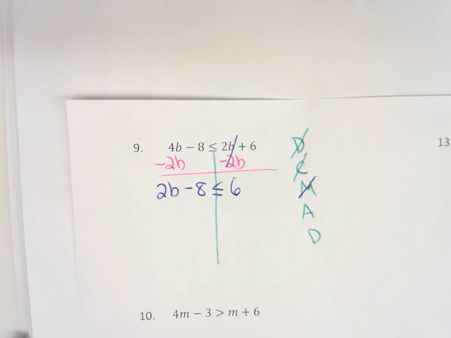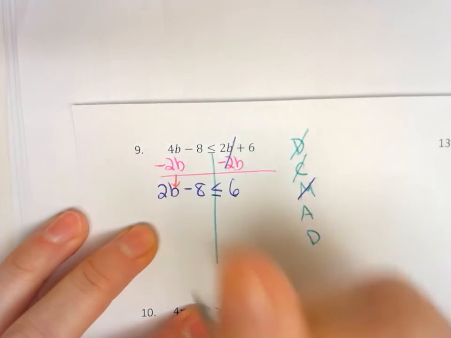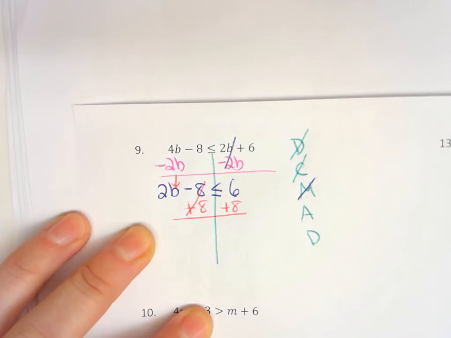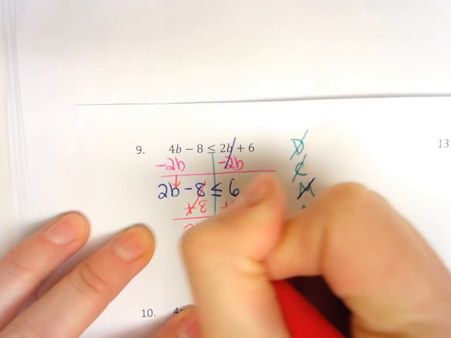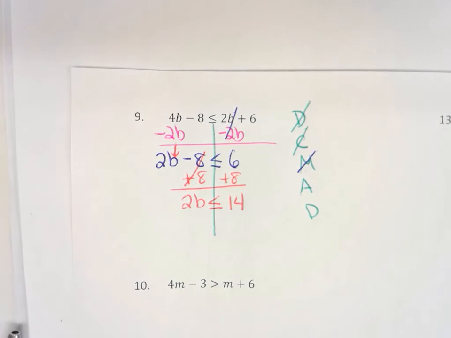So now we've moved all of our variables to the other side. Now it's a two-step problem. So to get b by itself, I'm going to start by adding the friend, plus 8 to each side. So that gives us 2b is less than or equal to 14. 8 plus 6 on the other side gave me 14.